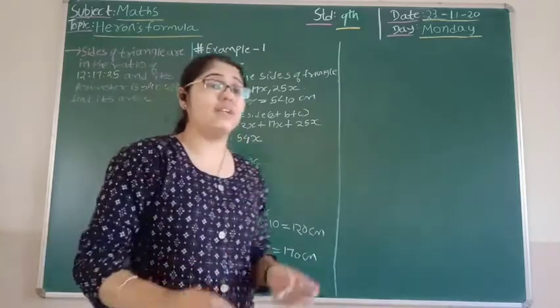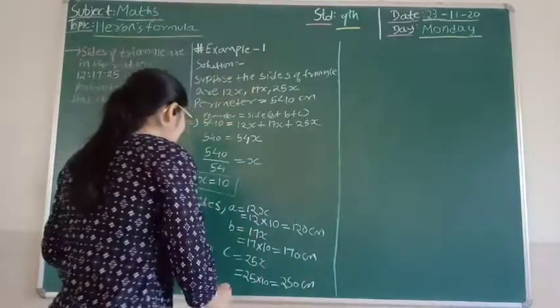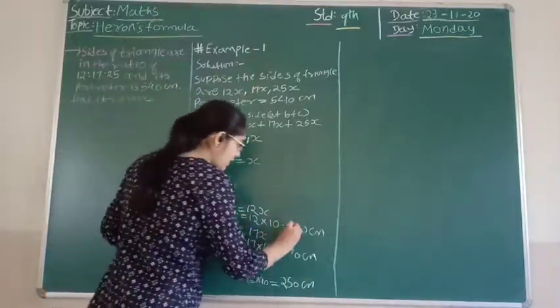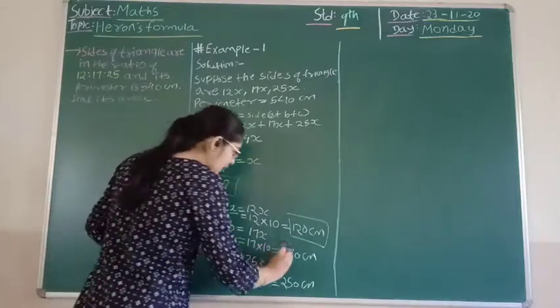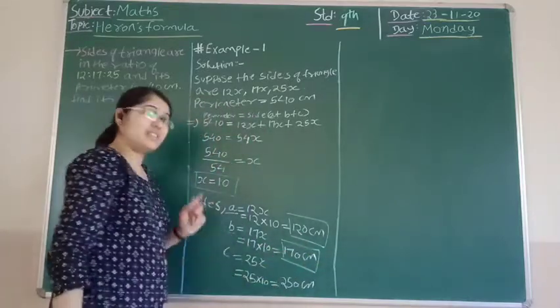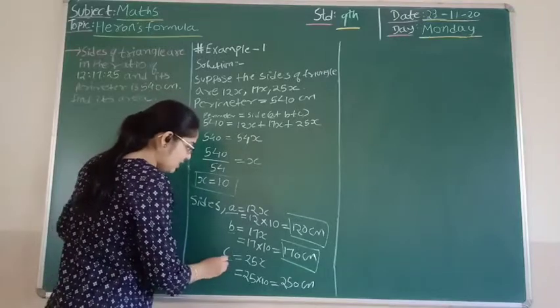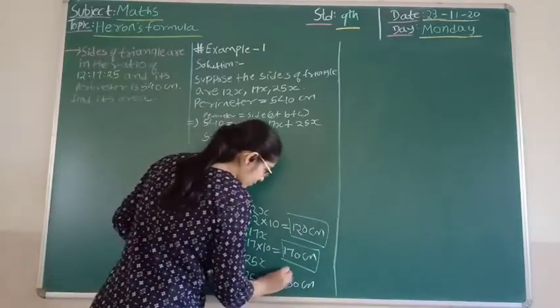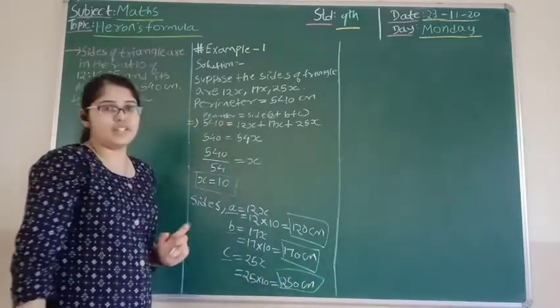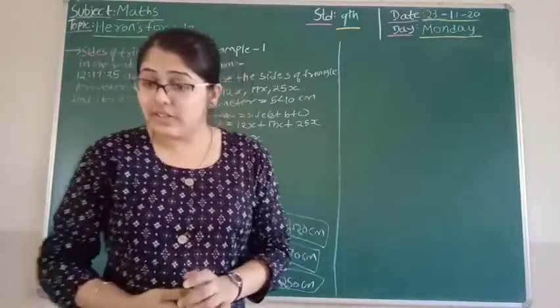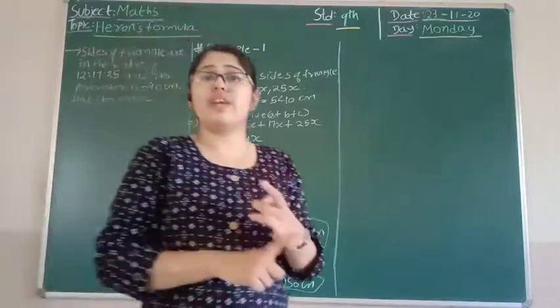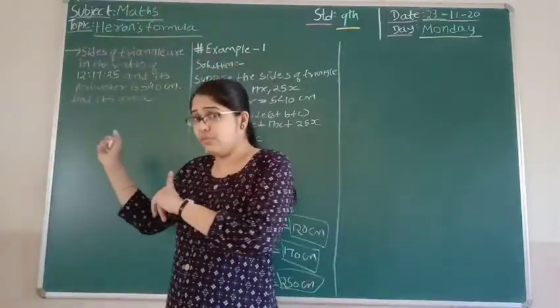So respectively we are getting all three sides. Side A is 120 centimeter, side B is 170 and side C is 250 centimeter. Now this is how we are getting the sides. Now the next thing is, I told you we need to find the sides because this was given in ratio form.